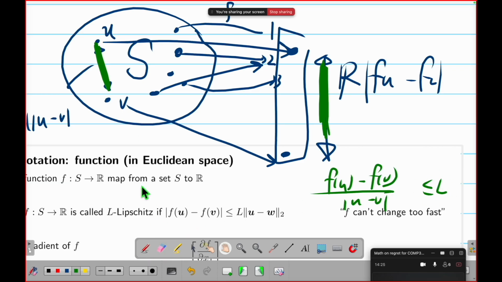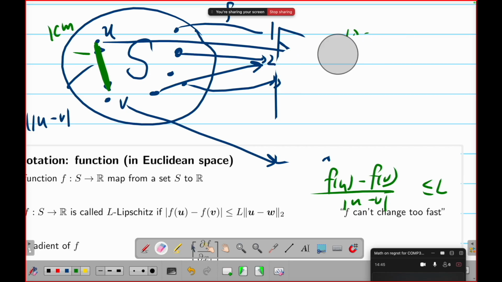Suppose this is 1 cm and this is 10 cm. That means 1 cm became 10 cm, so it grew 10 times. But L asks how much you can do that for any u, v. There is a maximum ratio. This is the first way you can see this.